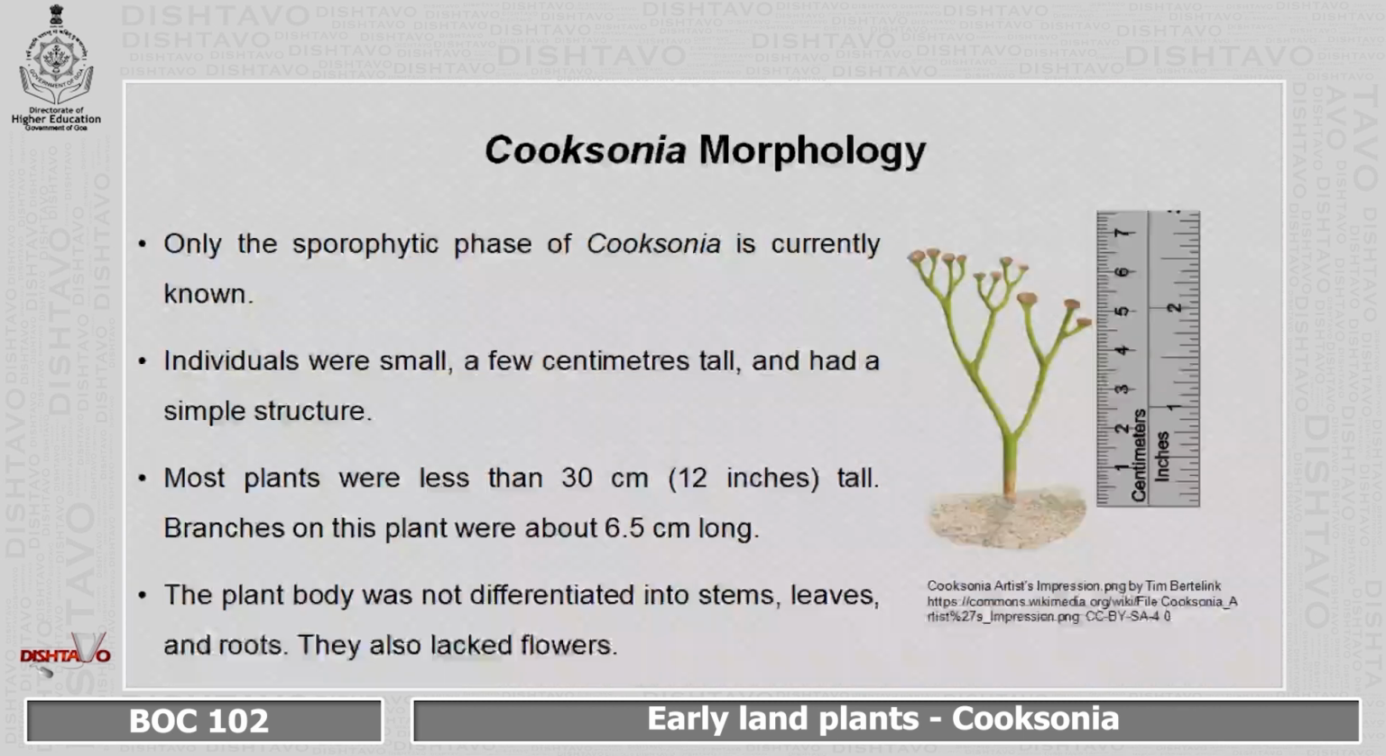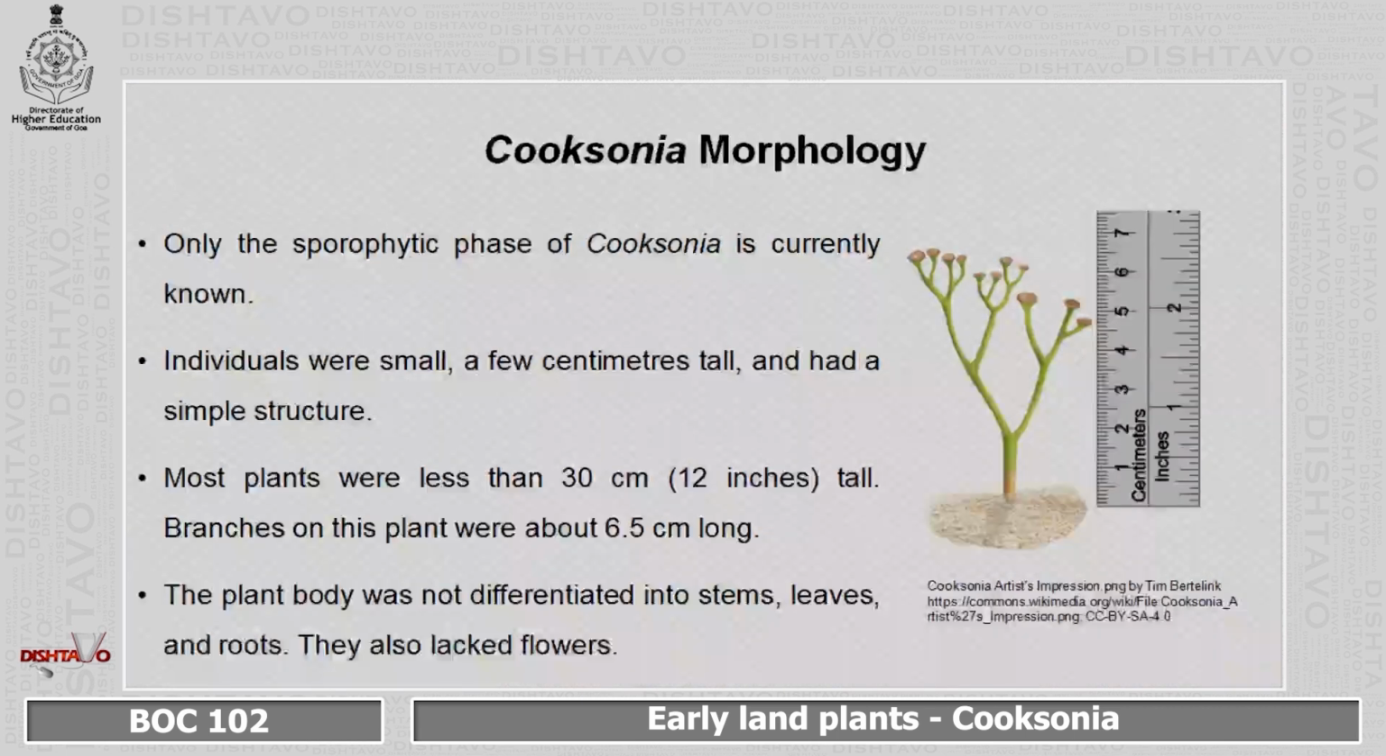The individuals of Cooksonia were known to be small, a few centimeters tall, and had a very simple structure. Seen in the picture is a Cooksonia plant which is about 7 centimeters tall. However, these plants were known to be tall enough but less than 30 centimeters tall. And the branches on this plant could grow up to 6.5 centimeters long. The plant body was not differentiated into leaf, stem and roots.